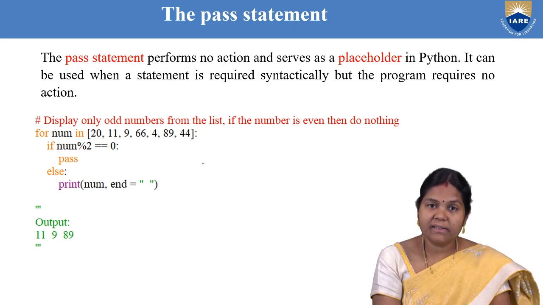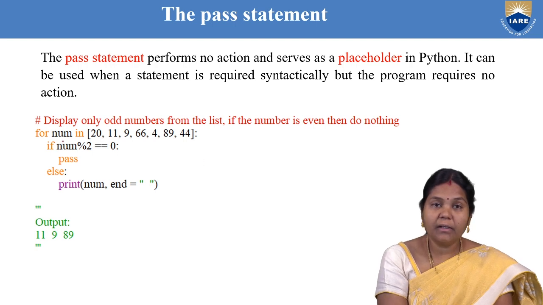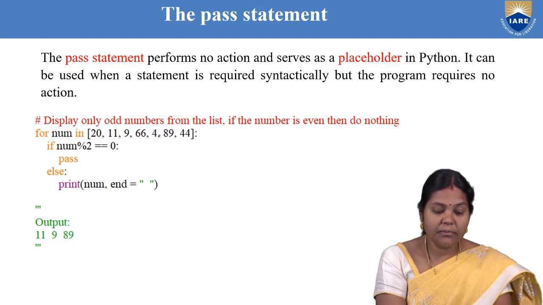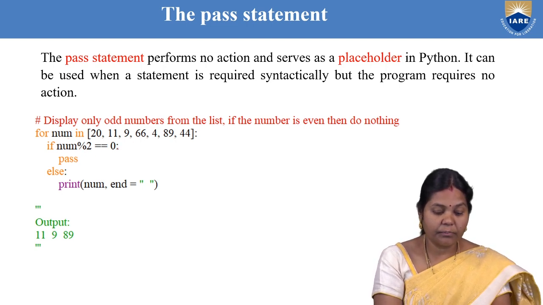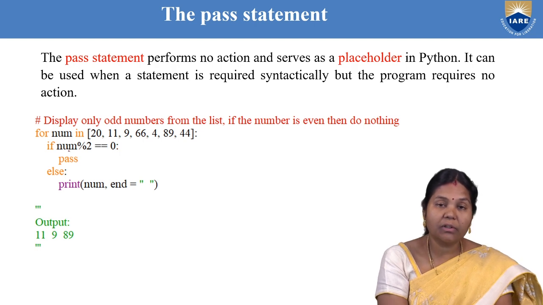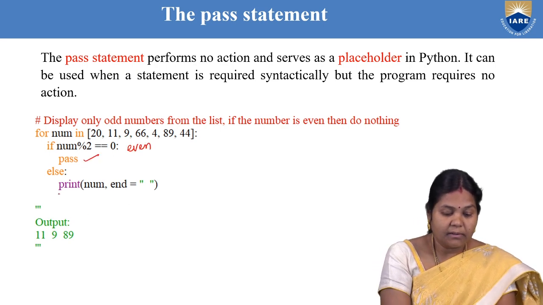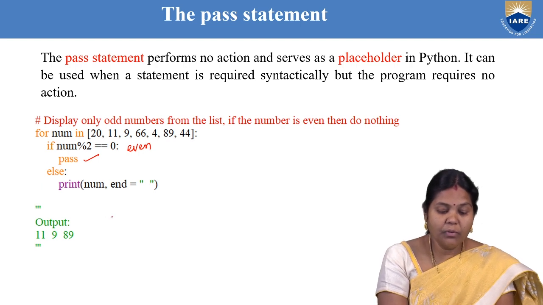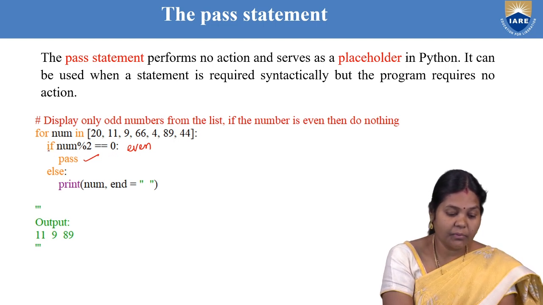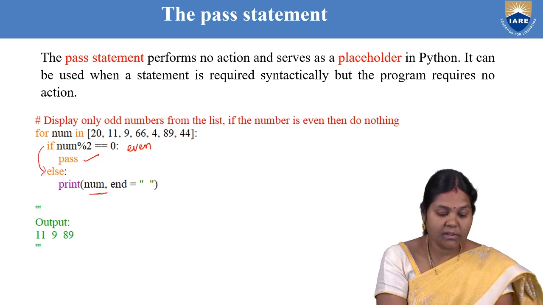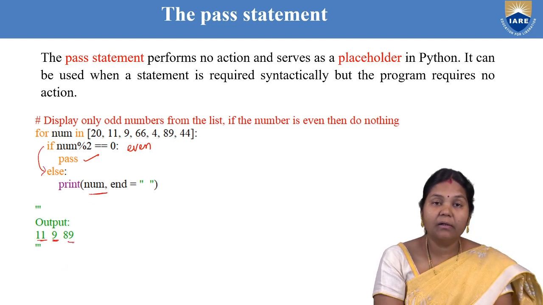Here, let us see one example of the pass statement: for number in a list. You are taking each number from the list and you are checking whether that number is an odd number or an even number, that is, number modulus 2 is equal to 0. If it is an even number, then you are writing pass. That means do nothing. Now, this process continues and only the odd numbers will be printed, because when number modulus 2 is equal to 1, then the if condition is false and it will come to the else part and it will print that number.